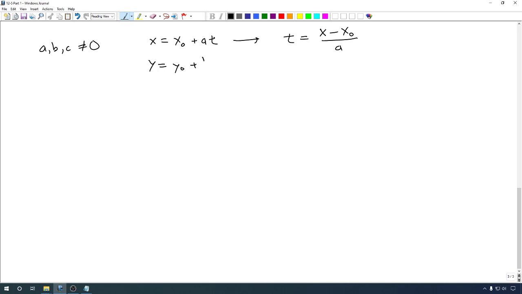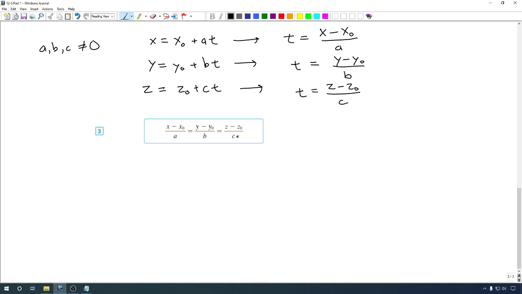And we can do the same thing for the other one. So here we try solving. We get t is equal to y minus y naught over b. And then the same thing for z: z minus z naught over c. And the important thing here is that these t's are all the same. They're all the same t. So if we're going to be working with a point on our line, these three quantities have to be the same. So what we get is this little equation here.